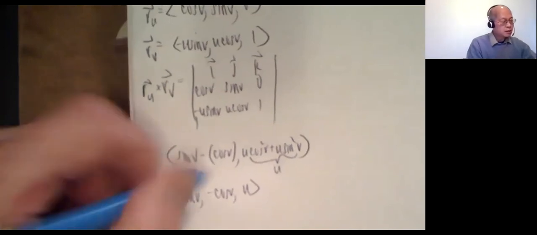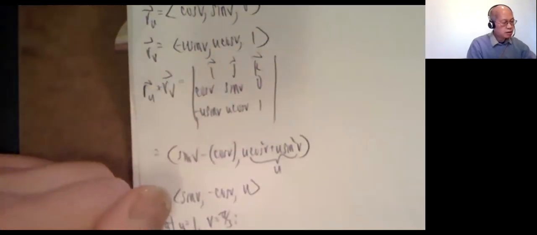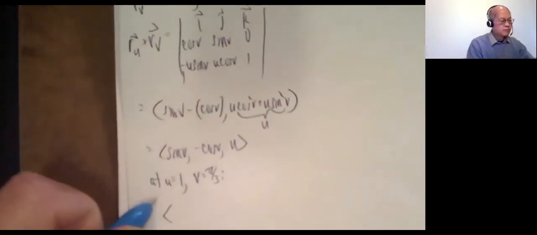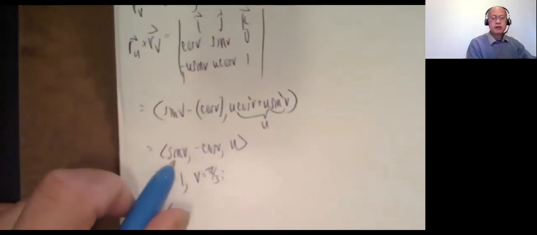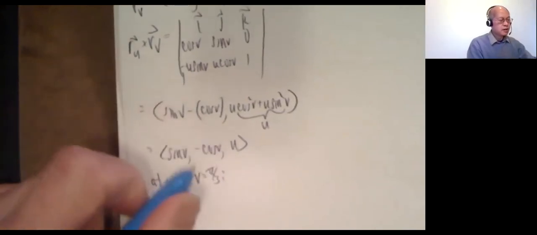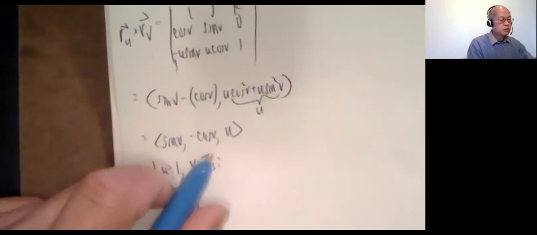Now I plug in. So I plug in u equals 1, v equals pi over 3. So sine of pi over 3, sine of 60 degrees, radical 3 over 2. Negative cosine of 60 degrees is negative 1/2. And u is 1.